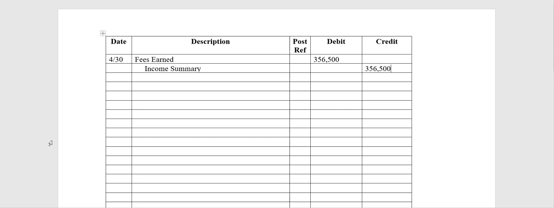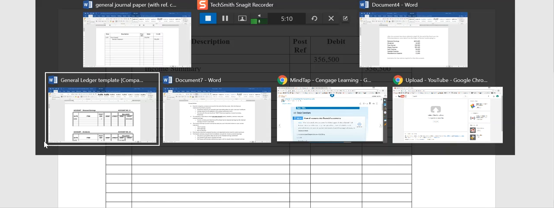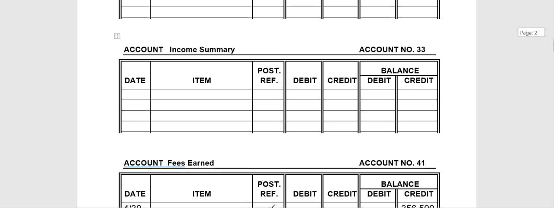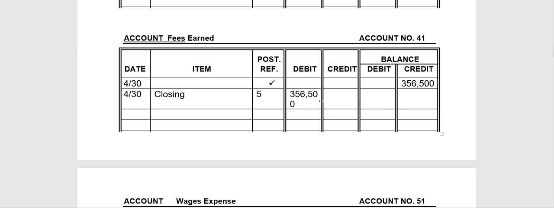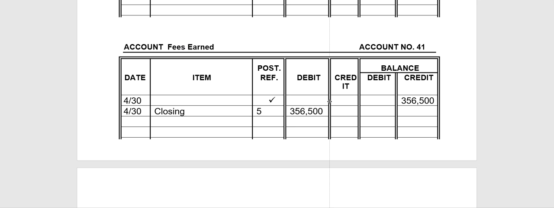Now let's post that to our two accounts, fees earned and income summary. So we go to our fees earned account, account number 41 on 4/30. This is a closing entry. We'll say that it happened on page 5 of our journal. And what happened is there was a debit of $356,500. We know that when there's a credit balance and a debit transaction, opposites subtract. So we have a credit of $356,500, a debit of $356,500. It makes the balance in our account 0. We have just closed our fees earned account.